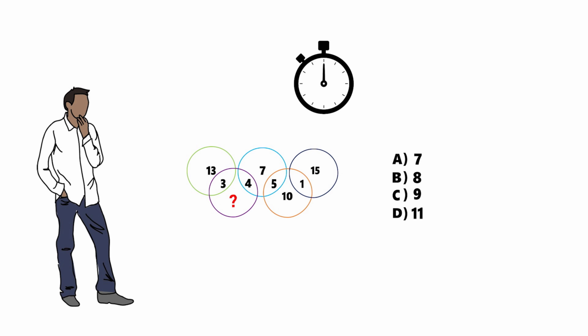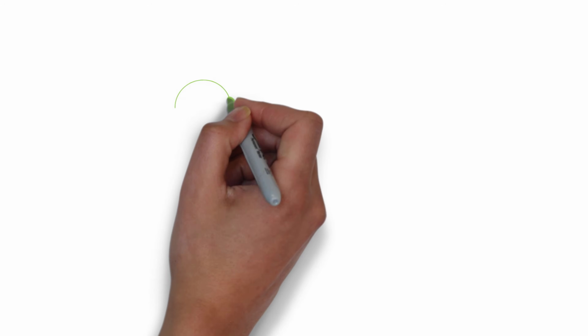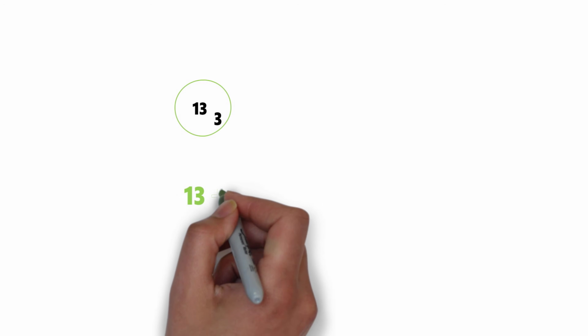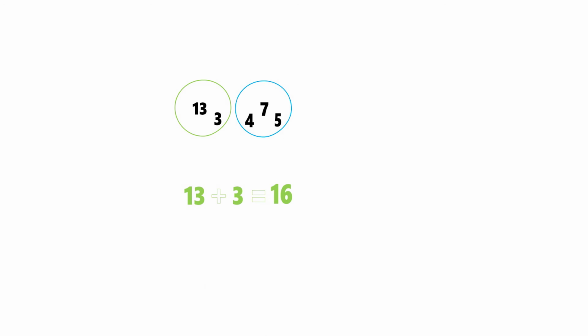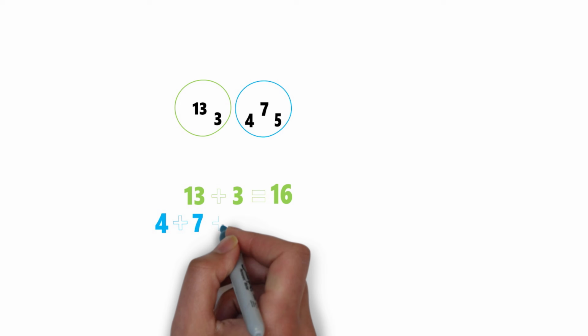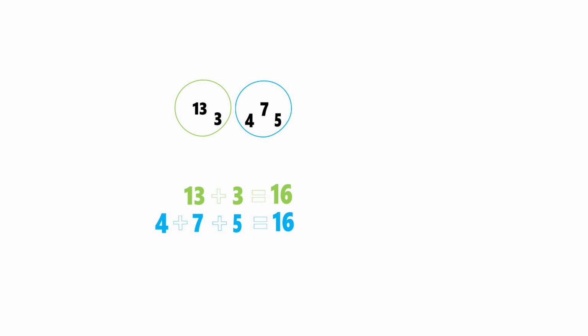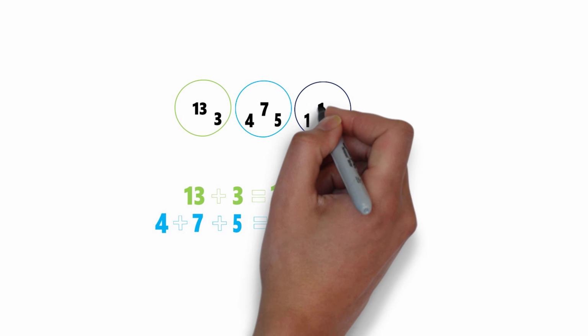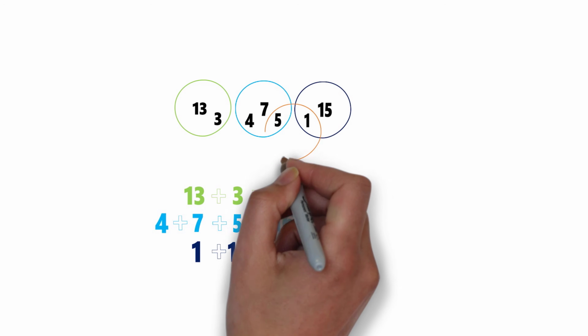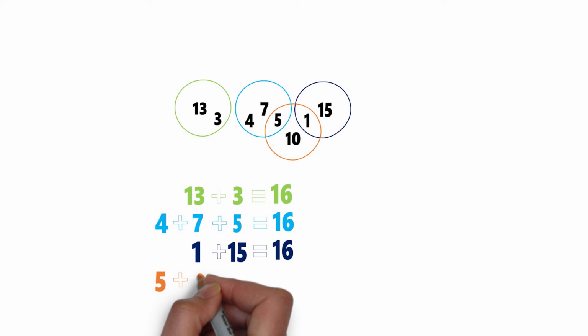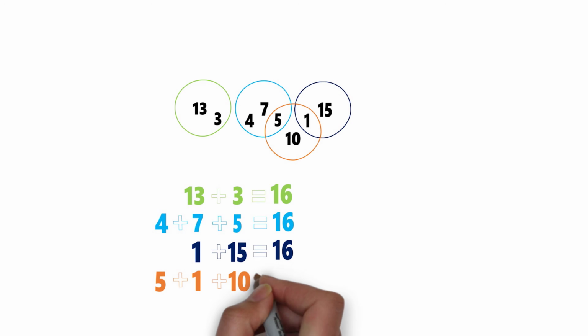As you might have figured out by now, the sum of the numbers in each circle adds up to 16. For example, let's look at the green circle. We have numbers 13 and 3, and 13 plus 3 equals 16. In the blue circle, we have numbers 4 plus 7 plus 5, and all of them add up to 16. In the black circle, we have 1 and 15, which also adds up to 16. And in the orange circle, we have 5 plus 1 plus 10, which also equals 16.